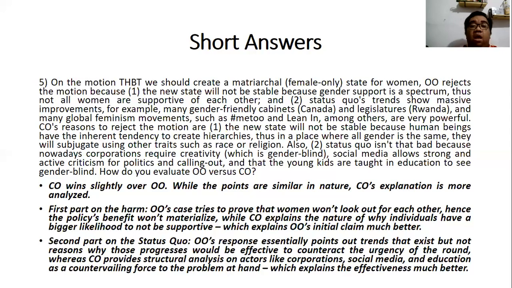We felt that that explains the effectiveness much better in comparison to opening opposition that only talks about trends, but not explaining whether or not those trends necessarily translate into something that would be an effective solution to the problem. And so that's why we felt that closing opposition had a slight advantage over the opening opposition.